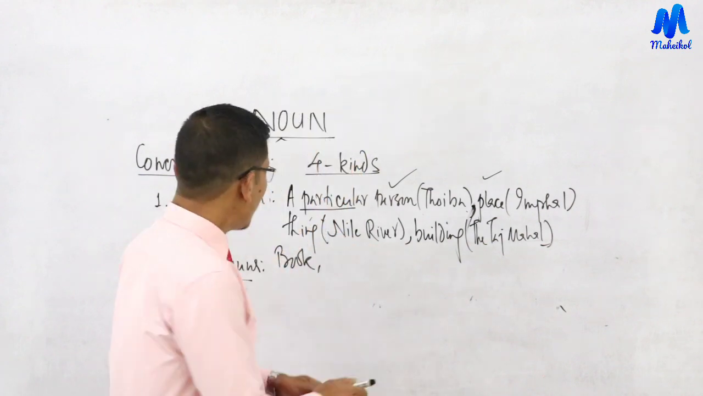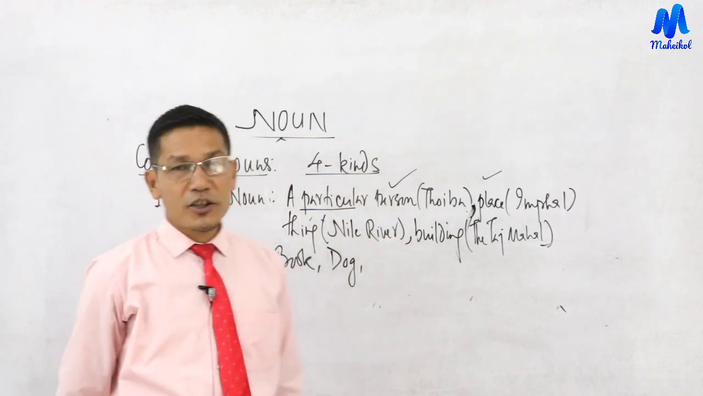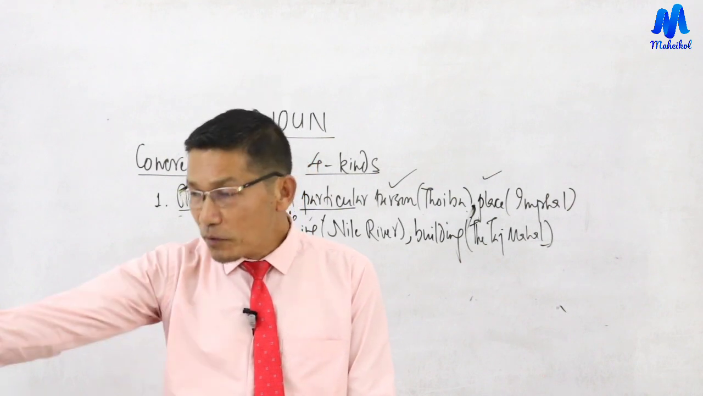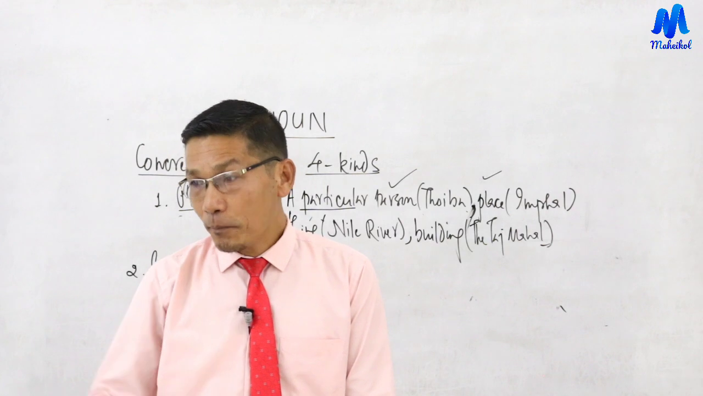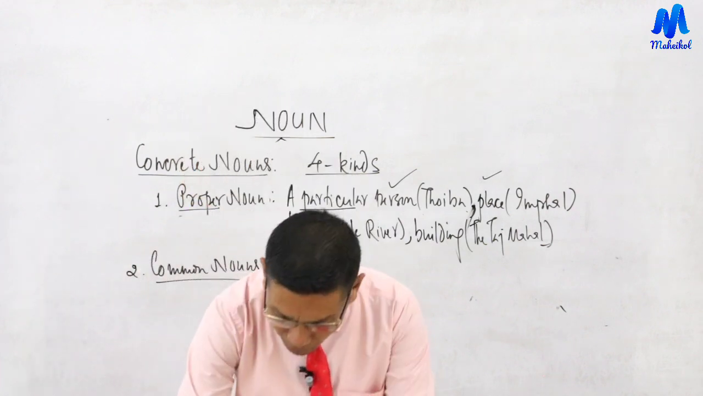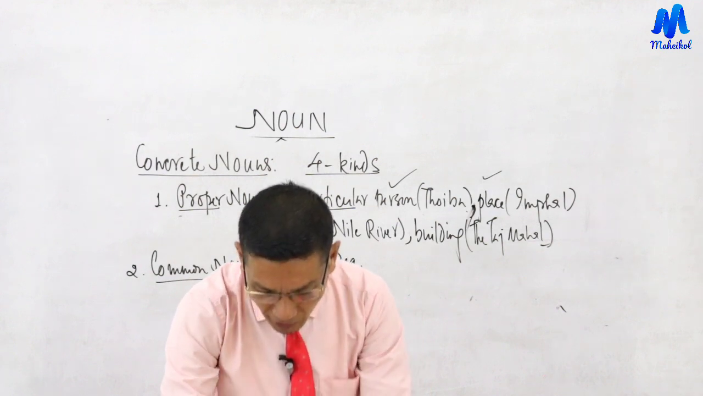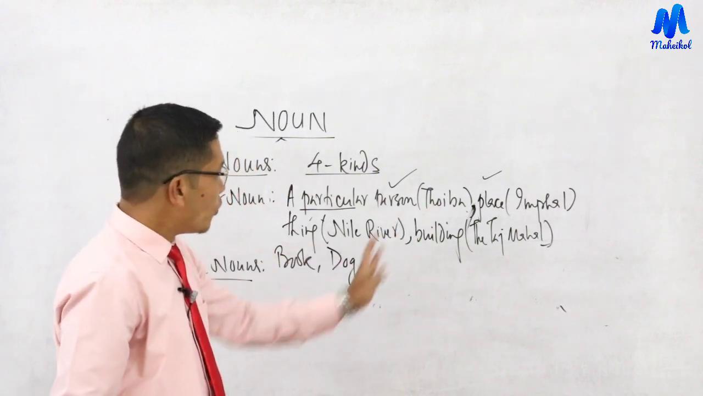Okay. Let's say dog. Dog means the species dog. All the dogs are called dog. The dog has a name, Tommy and so on. That word Tommy is a proper noun. But dog as such is a common noun. So a common noun is the name of a person, place or thing whose kind, of whose kind there are many.